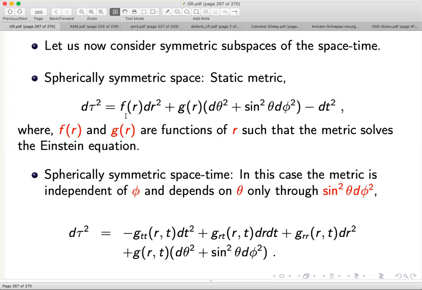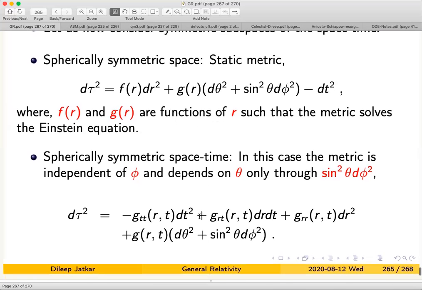All that would determine what these functions are. Okay, so that's why they are only subject to solving the Einstein equation. You could have spherically symmetric space-time, which is a little different from this one. Namely, the only thing that you have is the d theta squared plus sine squared theta d phi squared piece, which is the statement about spherical symmetry.